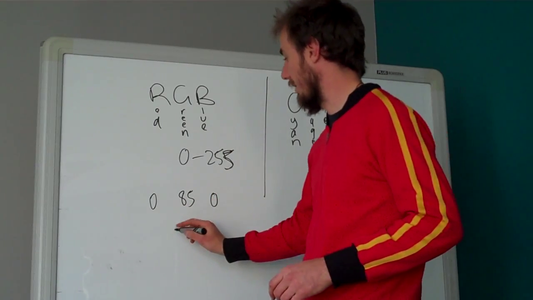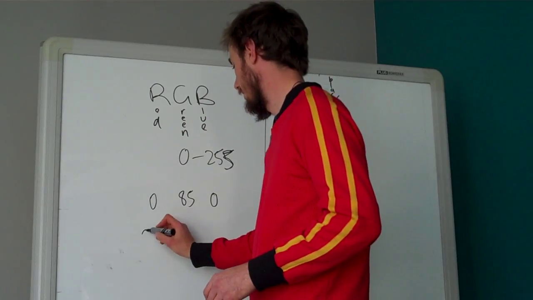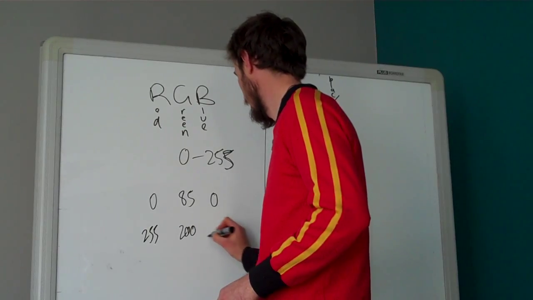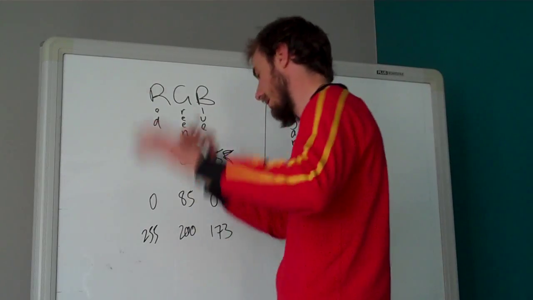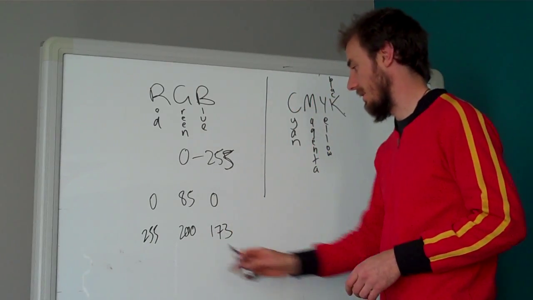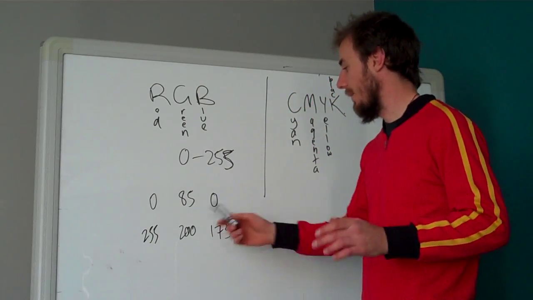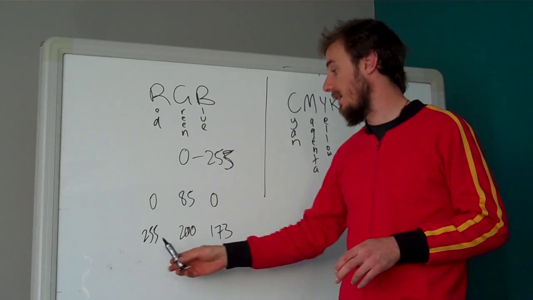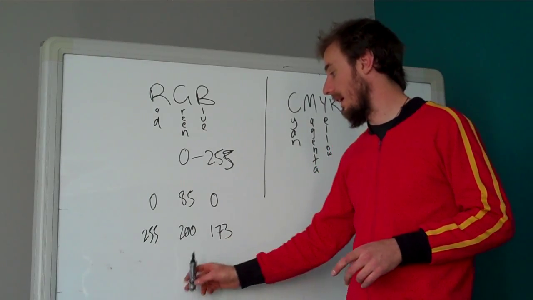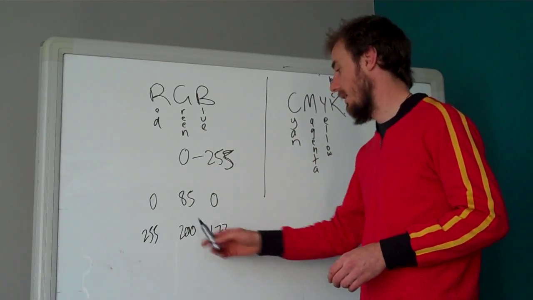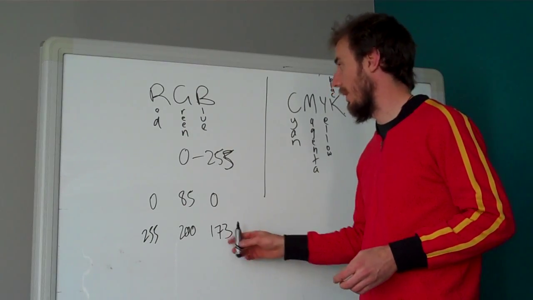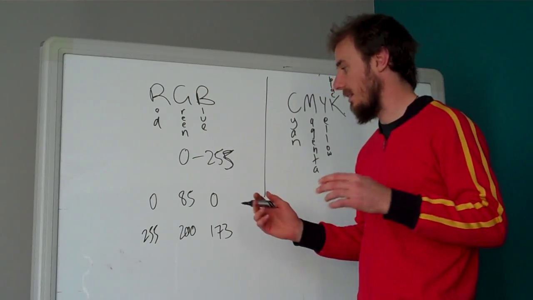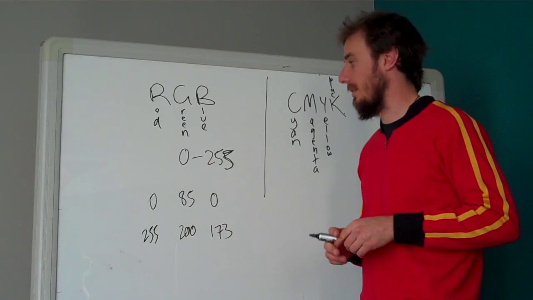If we went to a combination of numbers that was like 255, 200, and 173, they can be anything. They don't have to be particularly round numbers like 200. I just happened to pick that. You'll get a much brighter, lighter colour because they're all closer to 255. It's close to white, so you've got maxed out red, quite a high bright green, and reasonably bright or mid-bright blue.